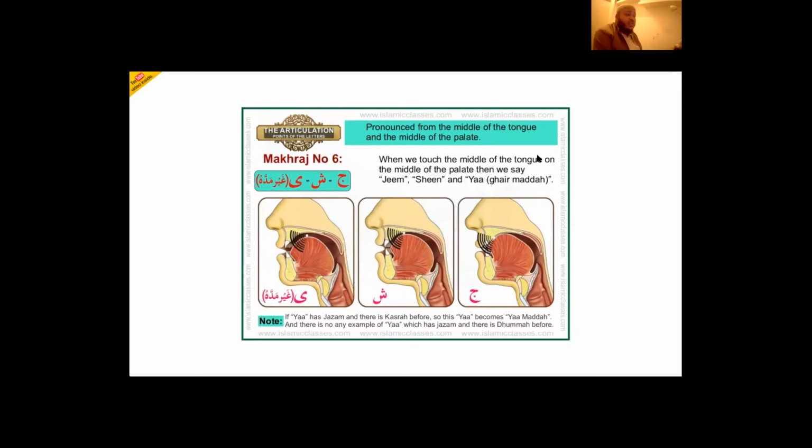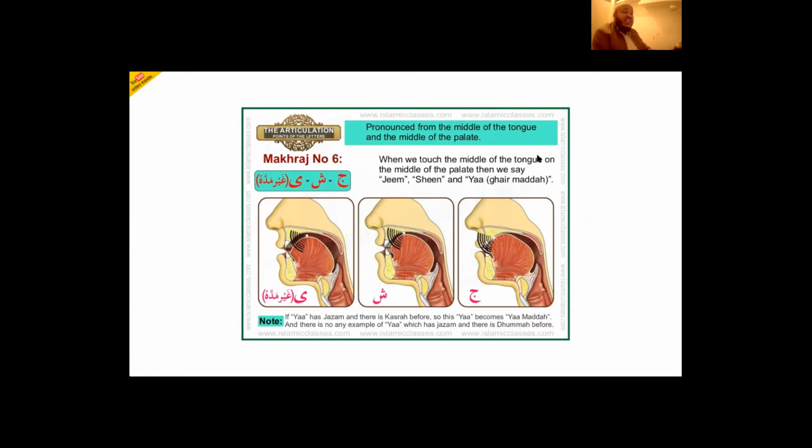Here we go. Now we're getting closer to the top layer of the mouth, closer to the front of the mouth. Then you have the letters Jim, Sheen, and Ya. They're all pronounced from the same place. The only difference is that one may be a bit closer to the mouth and one may be in the center. It's just the smallest movement of your tongue that makes the difference.